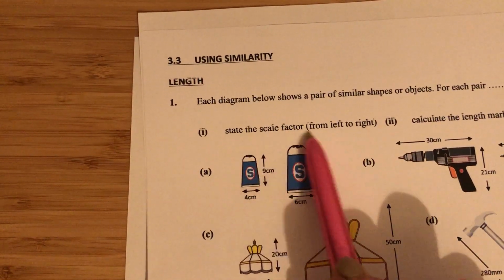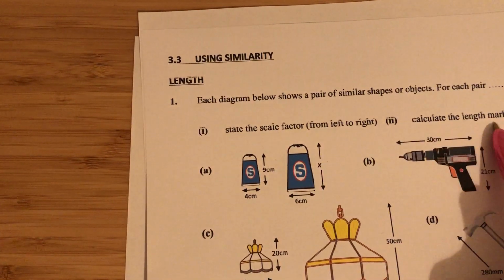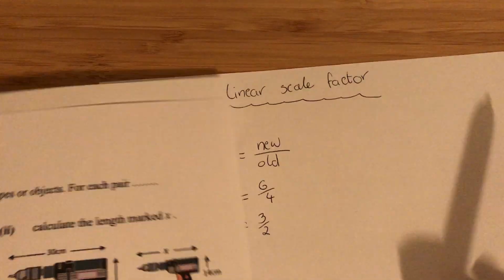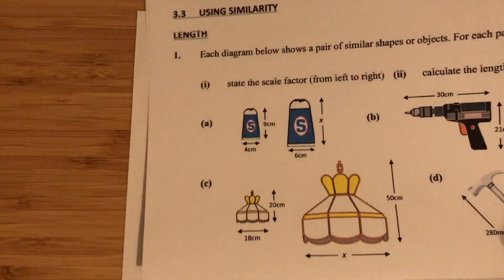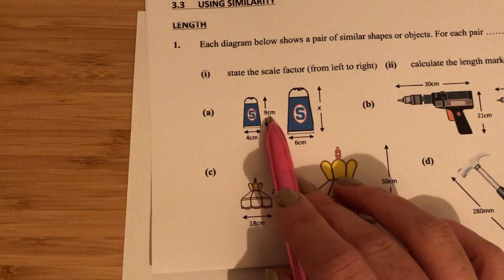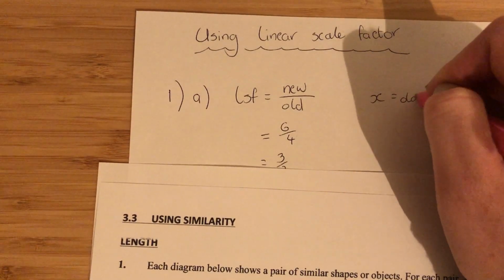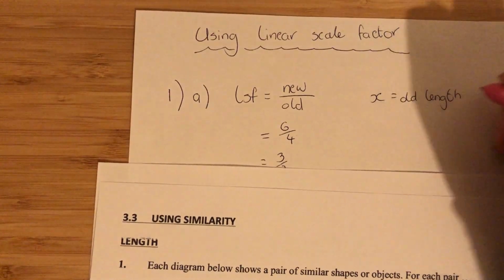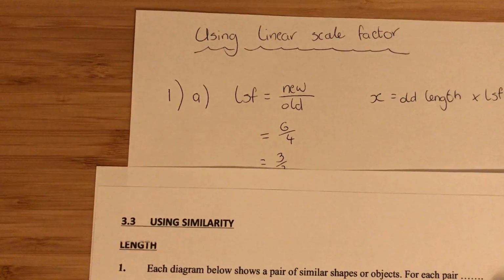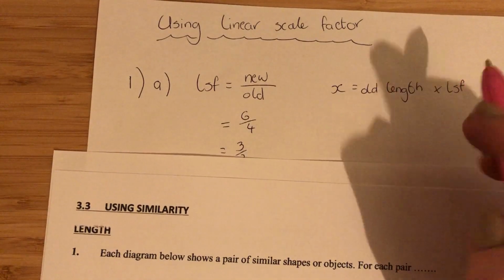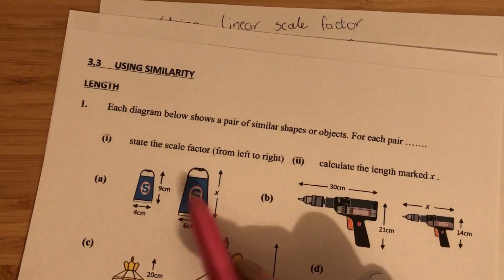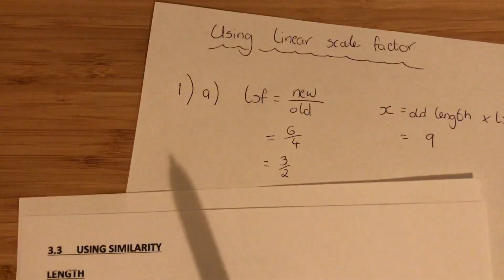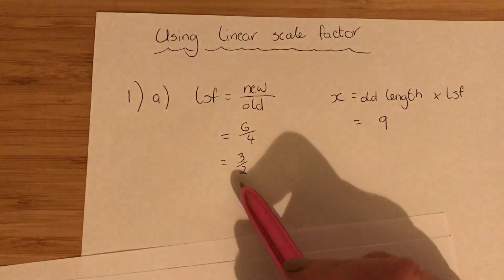We're going to state the scale factor from left to right. Calculate the length marked x. So our x here is going to be the original length, or the old length, 9, multiplied by the scale factor. You can write that out if you want, the old length multiplied by the linear scale factor, if it helps you remember. These words are not necessary. You could just go x equals 9, the one that we started with, and it got enlarged to x using this scale factor that we've used here.